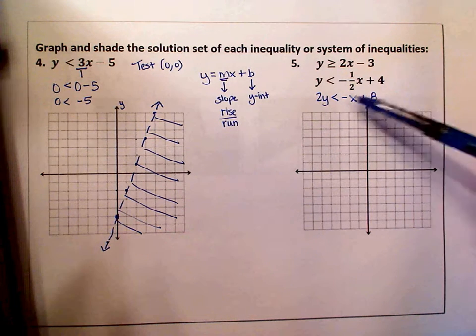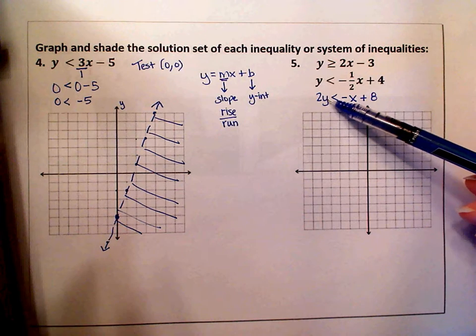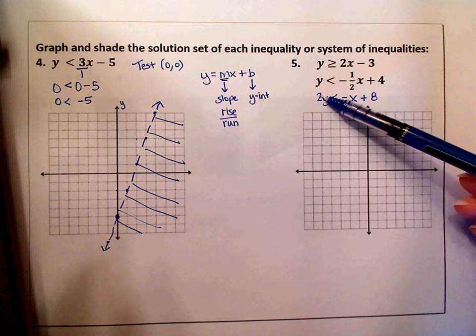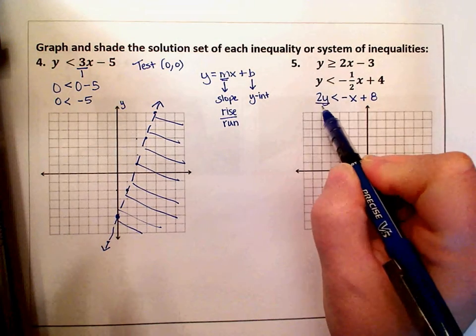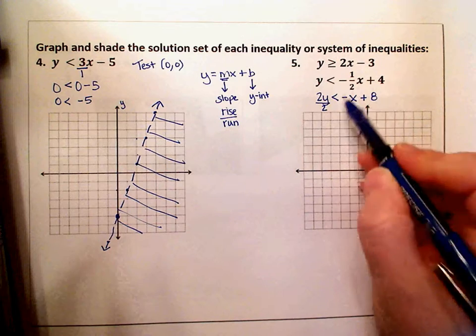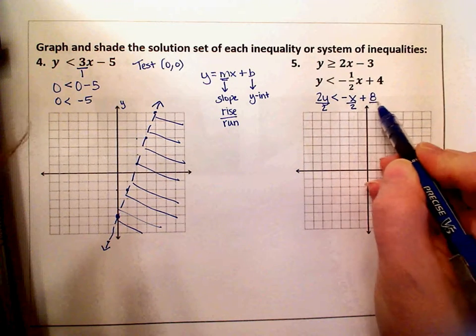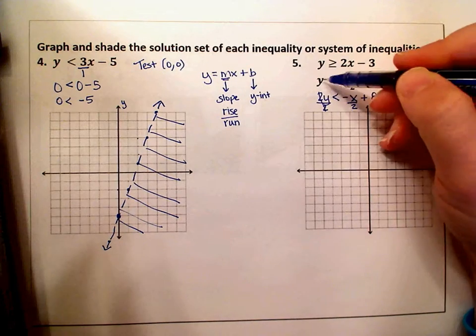And so if you had this inequality given to you, you still would need to get y by itself, which means you need to get rid of the 2. So you're undoing multiplication, so you would use division. So you would divide by 2, which means you would have to divide this whole side by 2 as well, which means both terms would be divided by 2. So then you would have the y by itself.